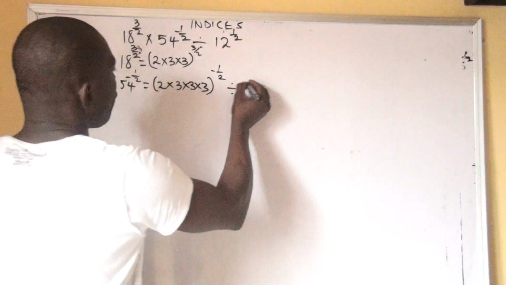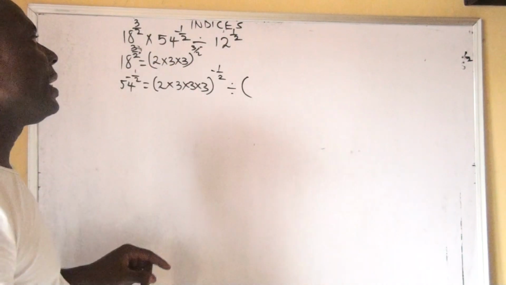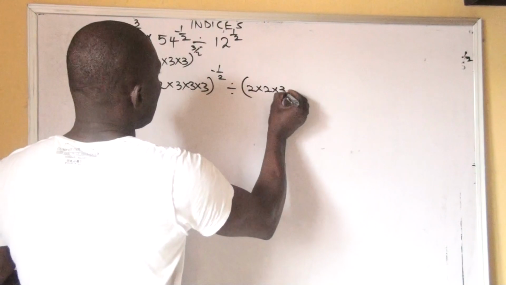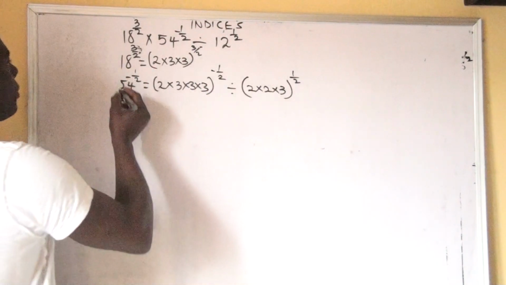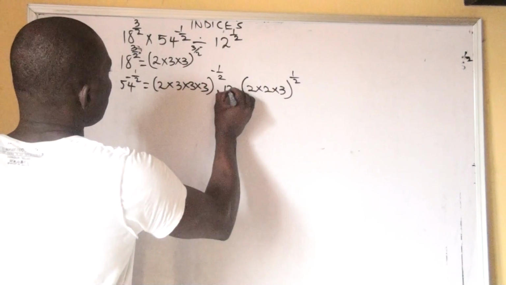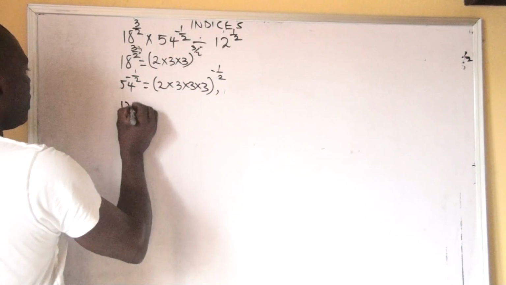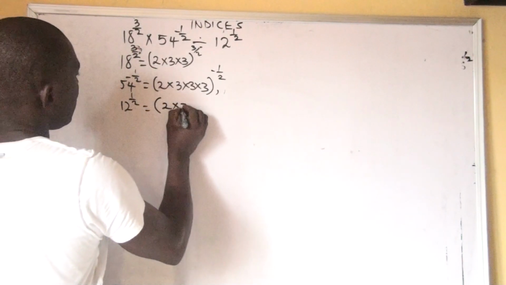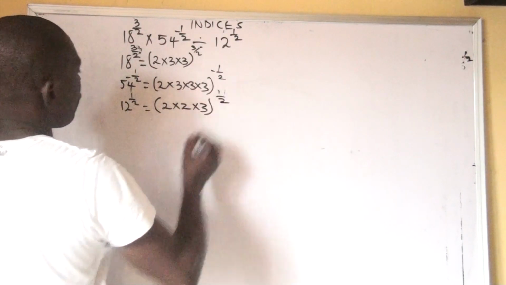Here divide. 12 is 4 times 3. So the 4, we have to express it as a prime number. So 2 can divide 4. That means it's 2 times 2 times 3, everything raised to the power 2. So here what will happen, this is 12. Let me specify it very well. This is 12 raised to the power half. It's open bracket 2 times 3 close bracket, all raised to the power half.